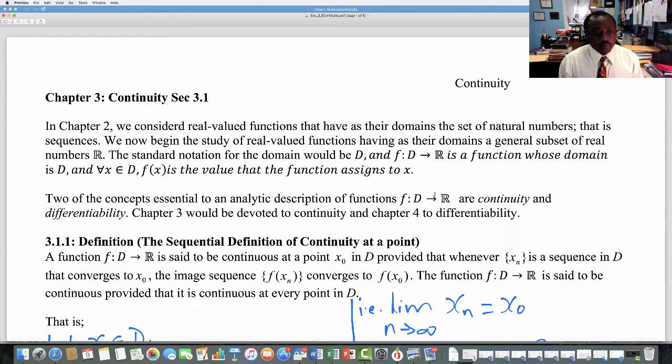Subsection 3.1.1, definition. This is the definition of continuity at a point x0. I personally call this the sequential definition of continuity at a point x0. The reason why I call it a sequential definition of continuity is because further in this chapter we would learn the epsilon delta definition of continuity at a point x0. So if I ask you to give me the sequential definition of continuity, this is the definition I expect from you.